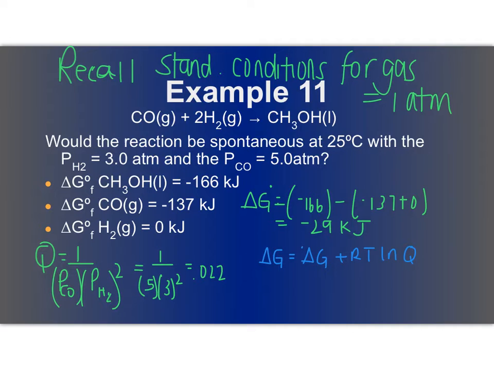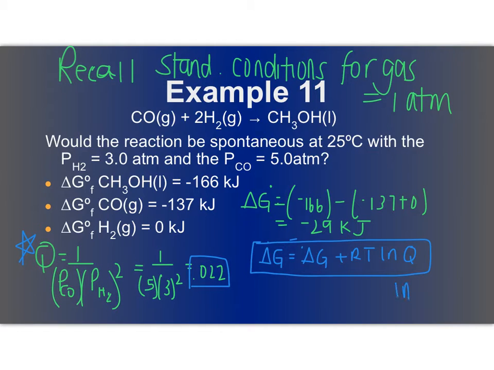Would the reaction be spontaneous at 25 degrees Celsius with the partial pressure of hydrogen being 3.0 atmospheres and the partial pressure of carbon monoxide being 5.0 atmospheres? So the first thing that I'm going to do is realize that I'm not at standard conditions, and I'm going to need to use this equation in blue. In order to use that equation, the first thing I'm going to do is calculate Q. Remember, Q is a ratio of products over reactants. We never use solids or liquids, so that's why it is 1 over the partial pressure of carbon monoxide times the partial pressure of hydrogen squared. I'm going to plug in my partial pressures, and I get a Q of 0.022 atmospheres.